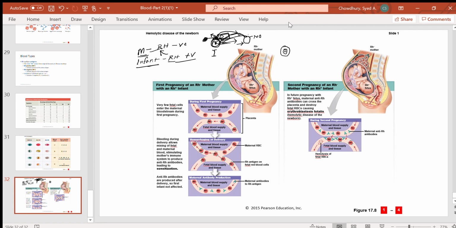So infants may not survive because of the immature red blood cells, erythroblasts, in the fetus blood. That's why it is called erythroblastosis fetalis. In the fetus blood, erythroblasts are found. That means immature nucleated red blood cells are present. They don't have hemoglobin yet.